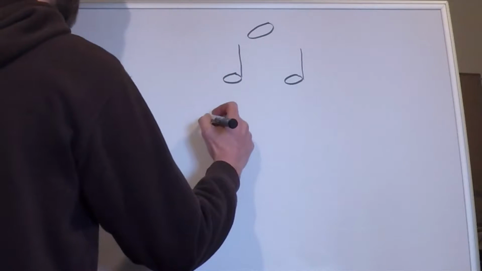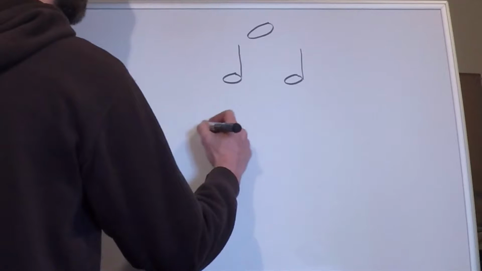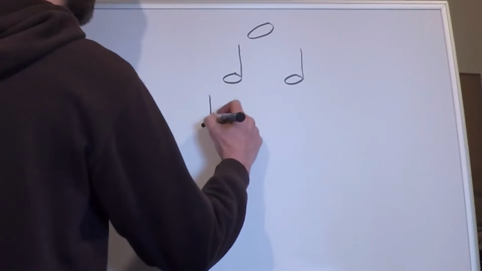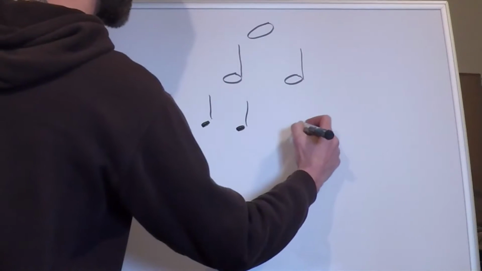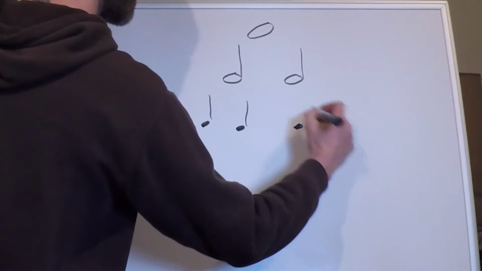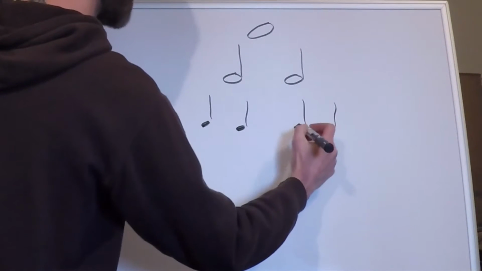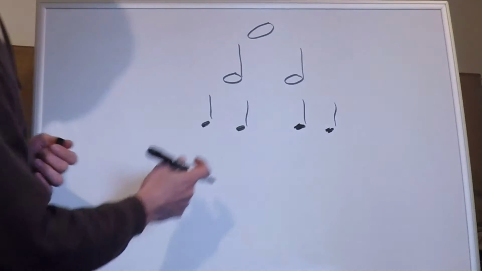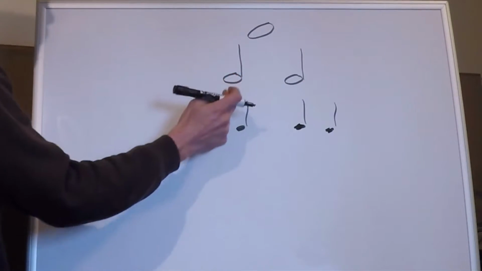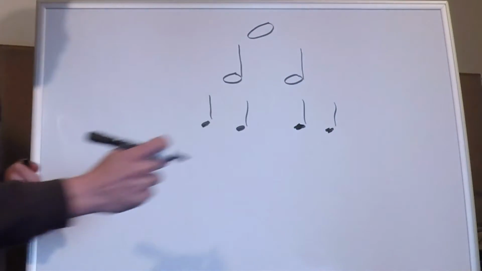The next subdivision is the quarter note, which is a subdivision of the half note. It's a colored-in dot with a stem. So it takes two quarter notes to equal a half note, and two half notes equal a whole.